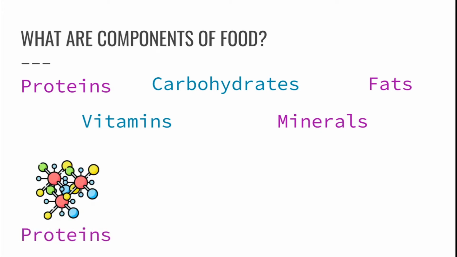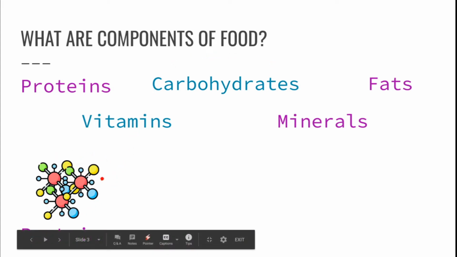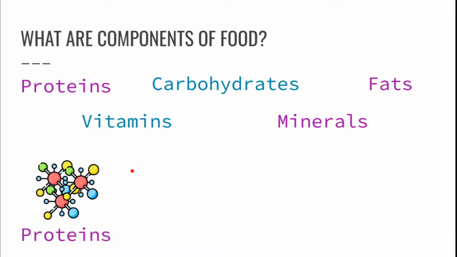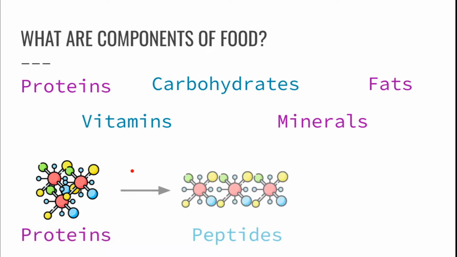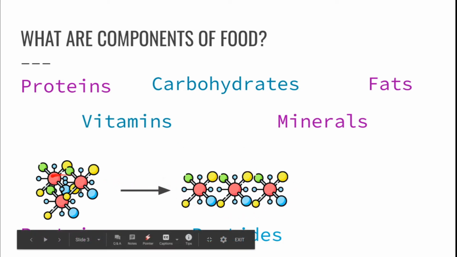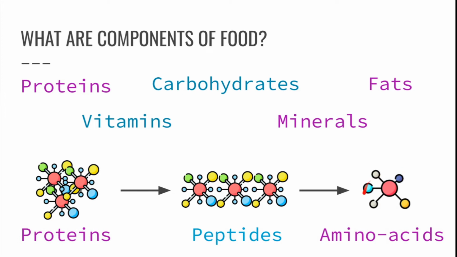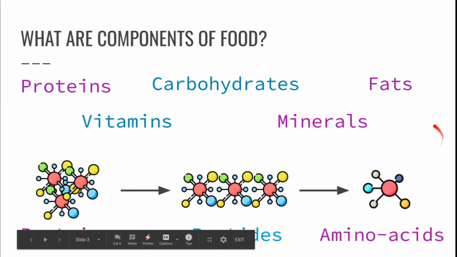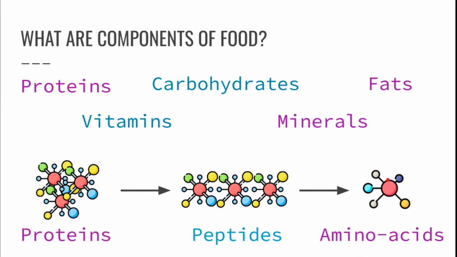We'll take one example of proteins. This is the structure of a protein molecule, and here you can see all the atoms. It is a very complex structure with different kinds of atoms connected with each other. Now these proteins are digested to peptides. This structure is a lot simpler than this structure, but still it is not in a form which can be absorbed by the body. So the peptides are further converted to amino acids. Now this is a very simple structure and it can be directly absorbed by the body.